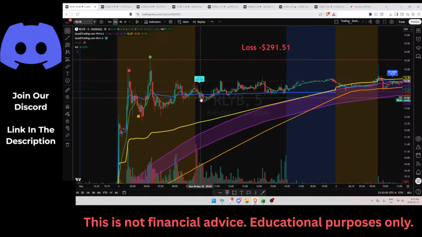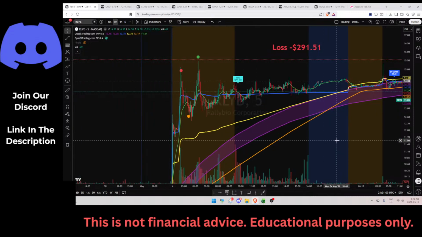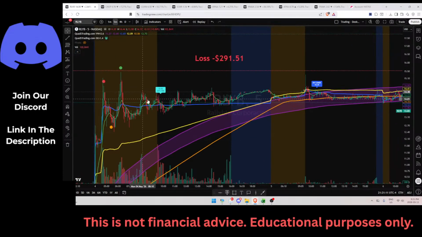Technically, your entry is on the open of the following candle, because this candle has to close to confirm that it is closing below the VWAP. Once it's closed, you take your position. Unfortunately, this one went sideways all afternoon. You go through the pre-market and the open the next day, and we closed at a slightly higher price with a small loss of $291.